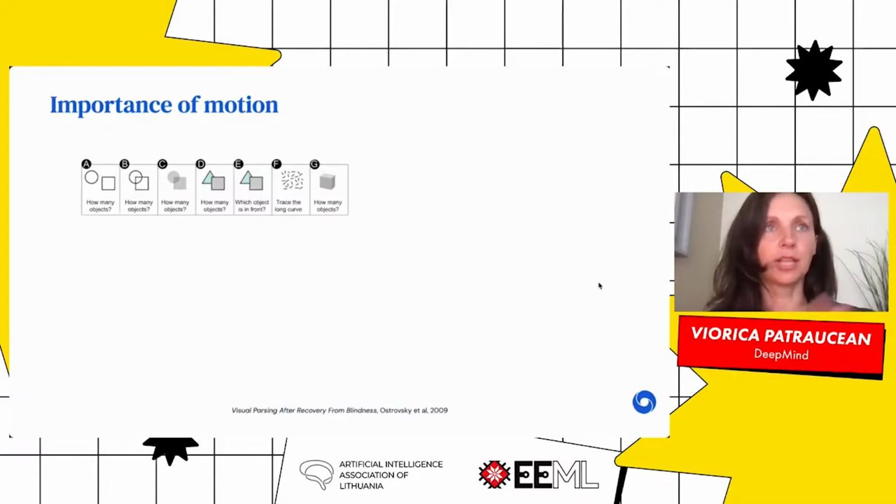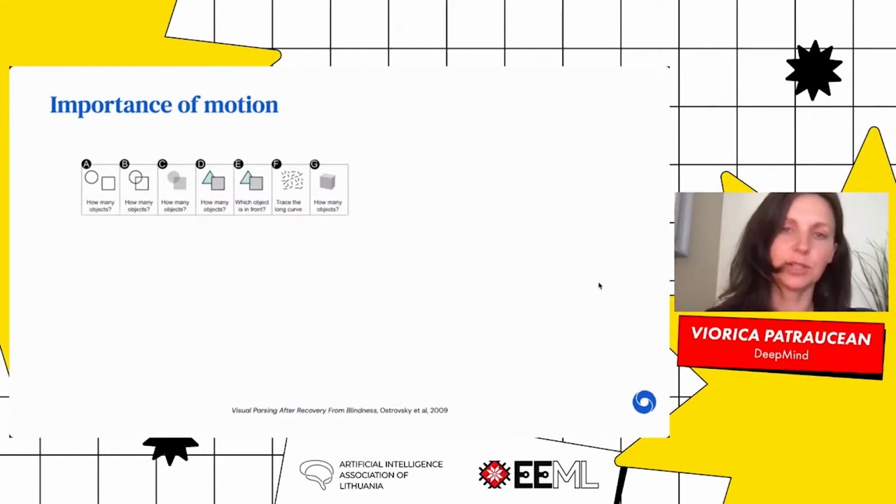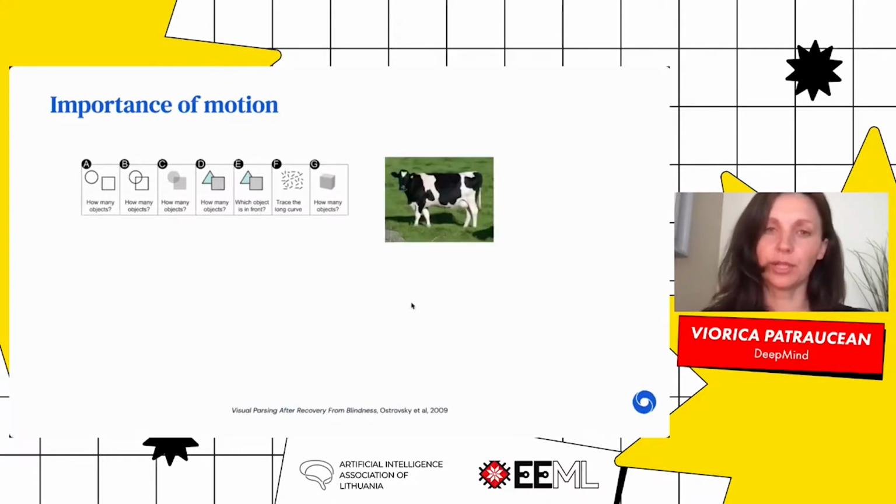So, for example, you just have some simple objects, and then they were asked how many objects do you think there are in different scenarios. Like you have separate objects, you have overlapping objects of different colors, and so on. And they were also shown natural images, like you see here a cow, and they were asked again, how many objects are there? Do you recognize the object? And so on. Importantly, these people had experienced these kinds of objects through their other senses. So they had touched a cow in their life. They knew what a triangle is from their knowledge.